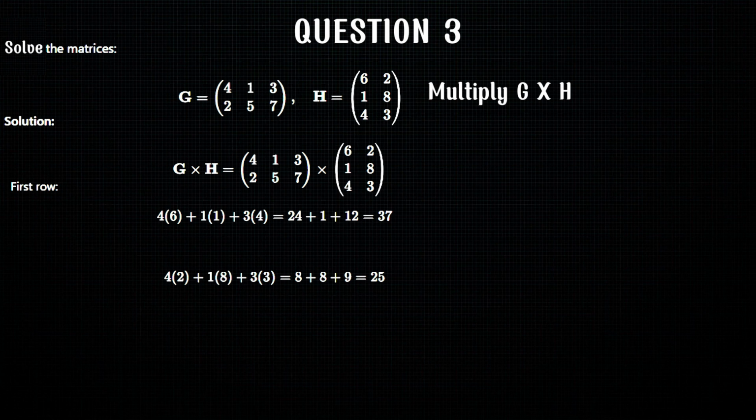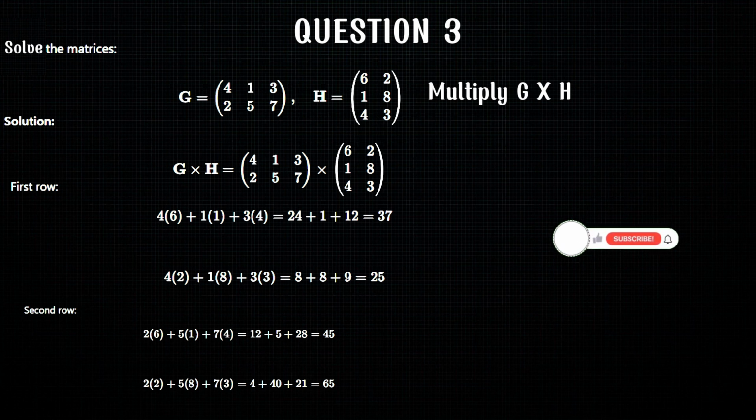And we have the first row multiplying the second column. So we have 4 times 2 plus 1 times 8 plus 3 times 3 equals 8 plus 8 plus 9, which is all equal to 25. Now for the second row of matrix G, multiplying the first column of matrix H, we have 2 times 6 plus 5 times 1 plus 7 times 4, which is equal to 12 plus 5 plus 28, which is all equal to 45.